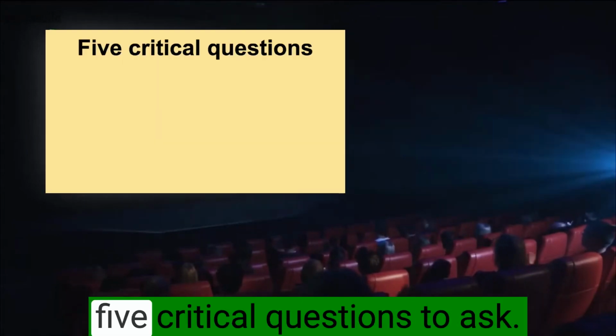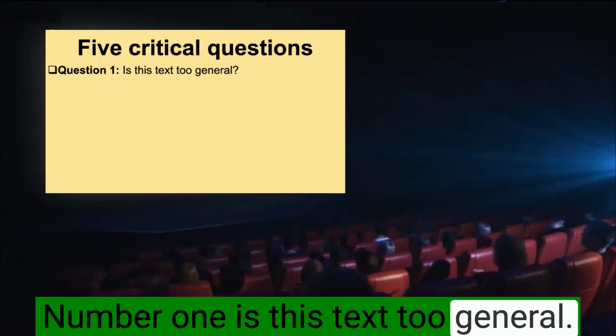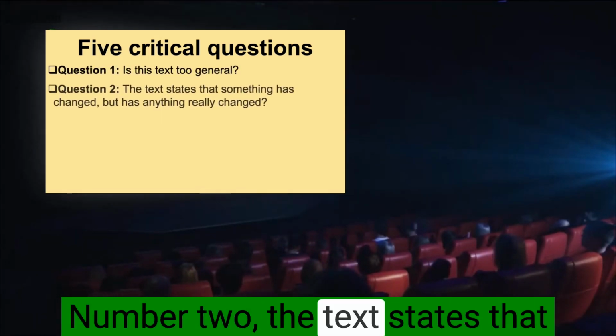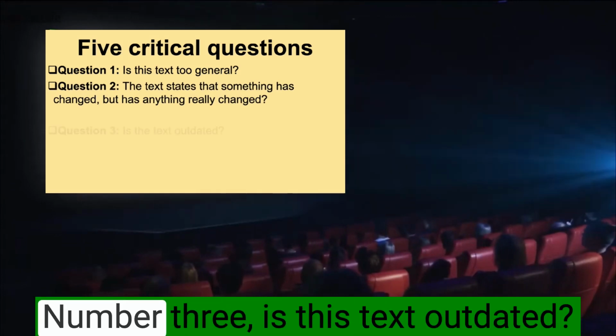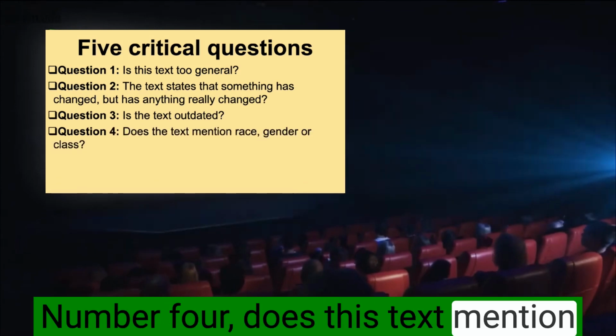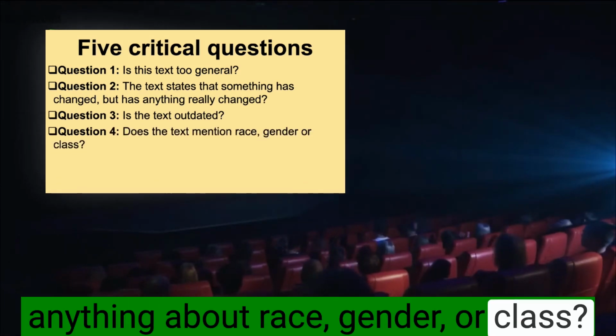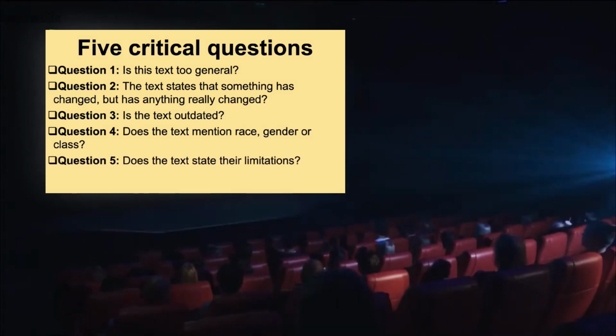So imagine you have a text in front of you. It could be a journal article or a textbook, whatever. Here are 5 critical questions to ask. Number 1, is this text too general? Number 2, the text states that something has changed, but has anything really changed? Number 3, is this text outdated? Number 4, does this text mention anything about race, gender, or class? Number 5, does this text mention its limitations?